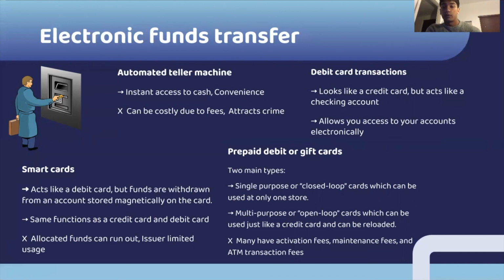Then we have prepaid debit or gift cards. This is a card that has a preset amount on it. There are two main types of prepaid debit or gift cards. One is single-purpose or closed loop cards, which can only be used at one store. If you have an Amazon gift card, you can only use that gift card at Amazon. Then we have multi-purpose or open loop cards. This is the same concept, but it can be used at a variety of different stores. However, many of them have activation fees, maintenance fees, and ATM transaction fees.